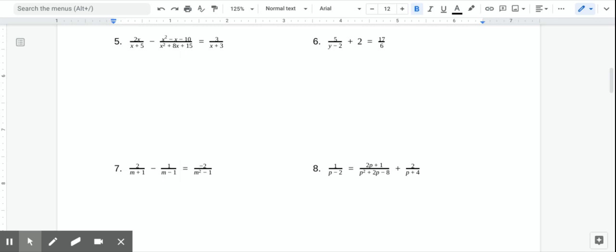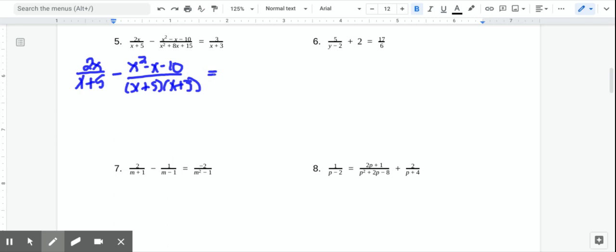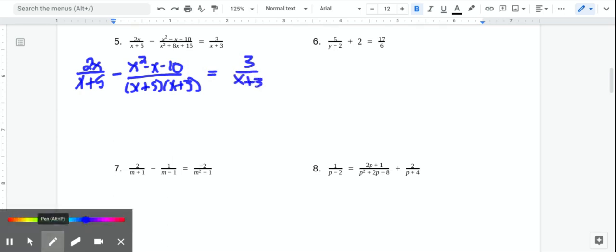Our problems are going to start getting a little more complicated. So check out number 5. Before we start multiplying by things, we definitely want to factor. So this first fraction, nothing factors out of that. The second one, the top definitely does not factor, so just leave that alone. But the denominator does. I think x plus 5 and x plus 3. And then this doesn't factor either. Okay, now we're ready to go. So please, please, please, always factor. It's going to make life way easier.